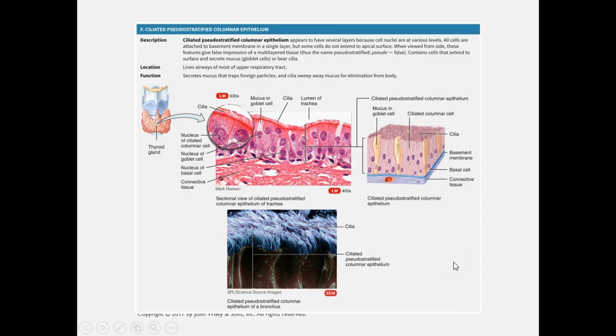So you can think of these as cells of many different heights, and the shorter cells, of course, don't extend all the way to the apical surface, but also because these cells are packed in so tightly, some of these cells don't make it all the way to the top. So they're sort of being squished down, but all of them are originating from that basement membrane. So they all are attached. You also find a lot of these cells in the respiratory tract to help get rid of those things that get trapped. So very much like we saw with the ciliated simple columnar epithelial, these are ciliated pseudo-stratified columnar. It's just their appearance is a little bit different.